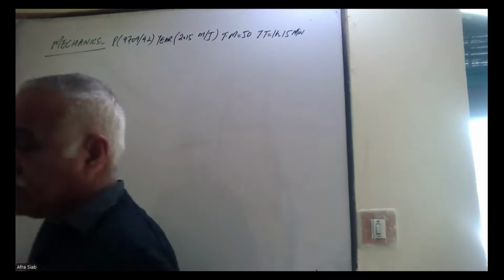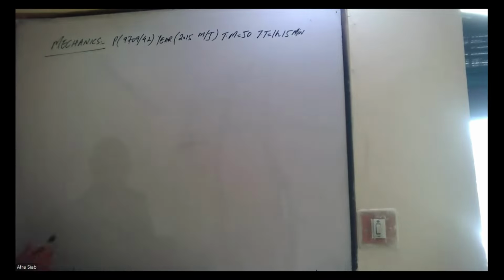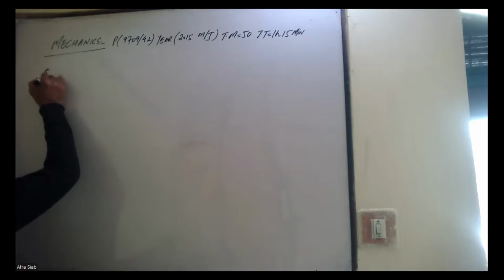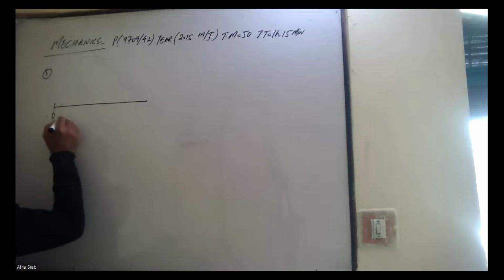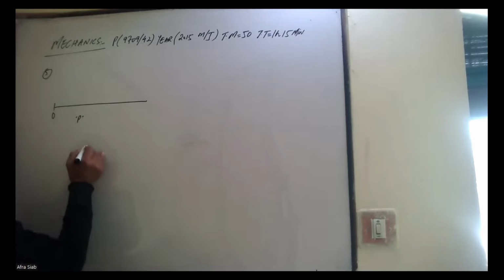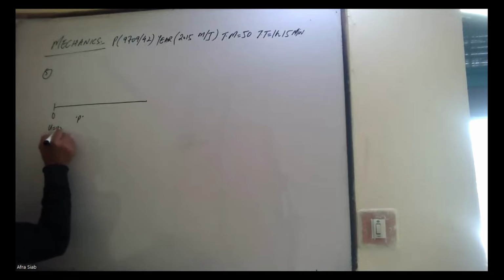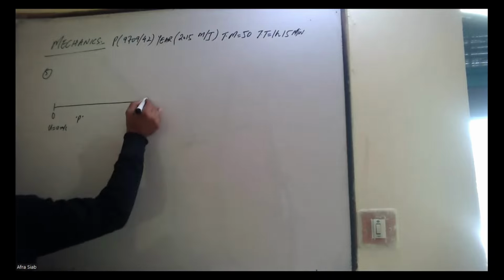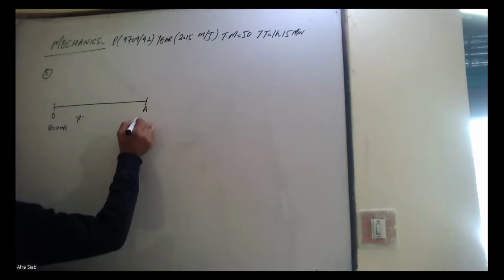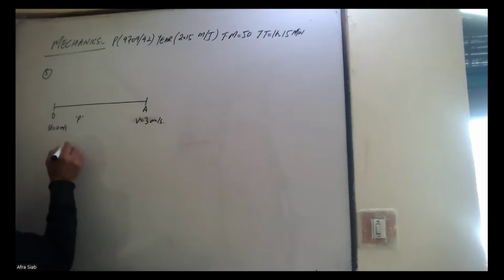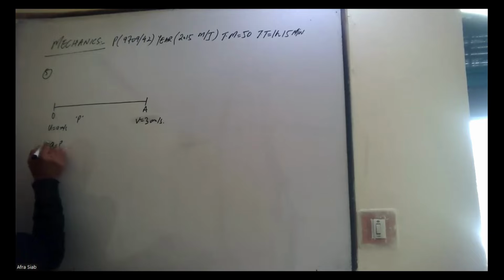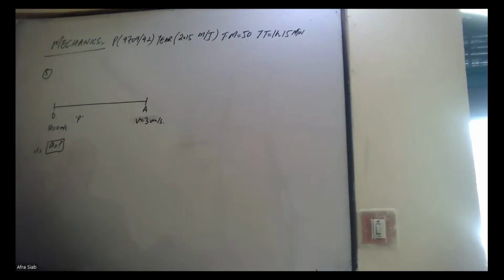Question number 5 now. Let's say the particle P is starting from O. Starting from rest means that u is 0 meters per second. When it reaches this point A, the speed of that particle is 30 meters per second, with a constant acceleration a, and we are going to find the acceleration a for this first part.